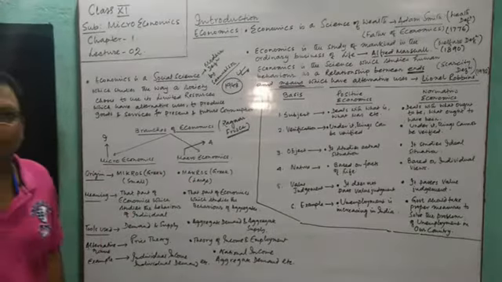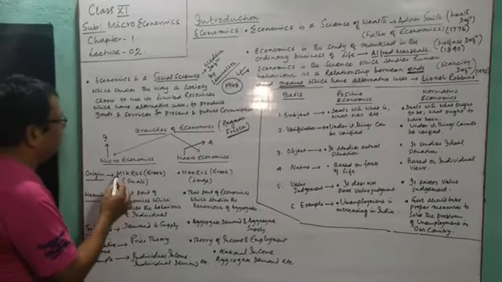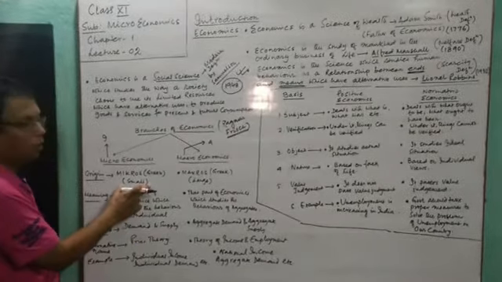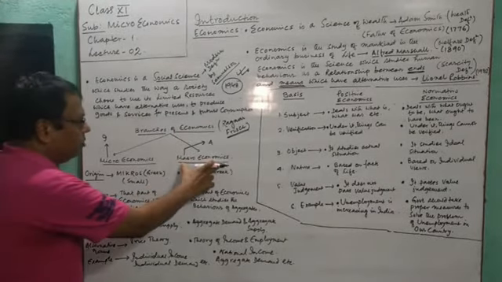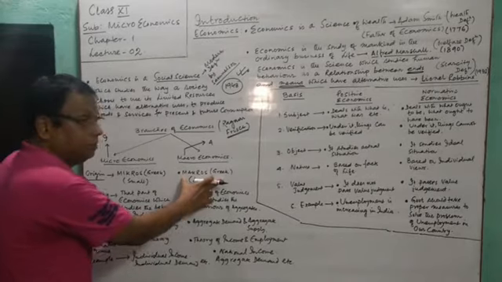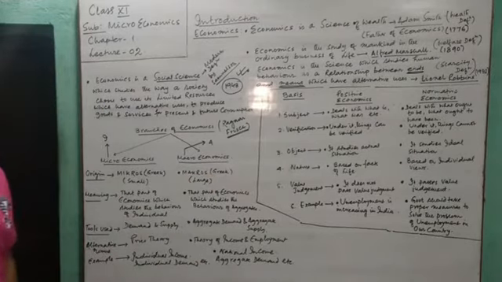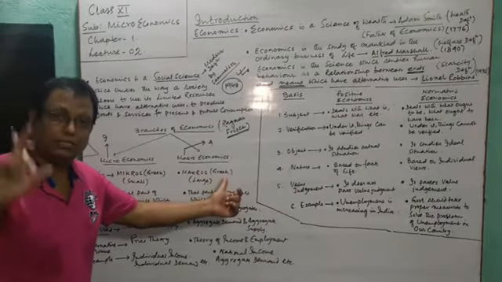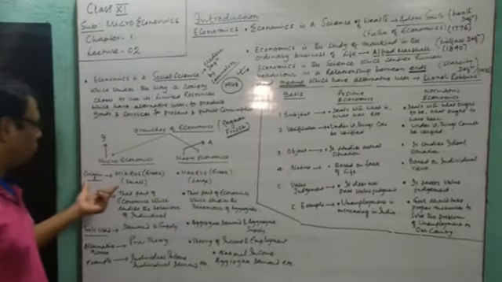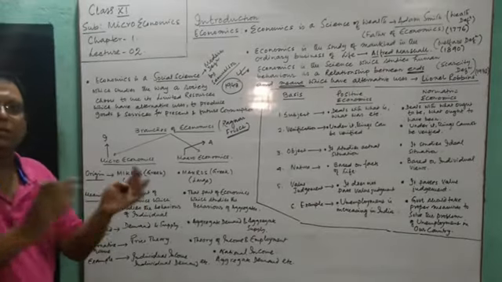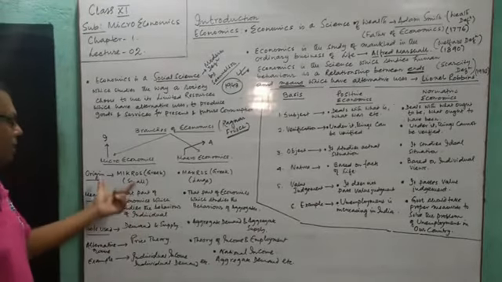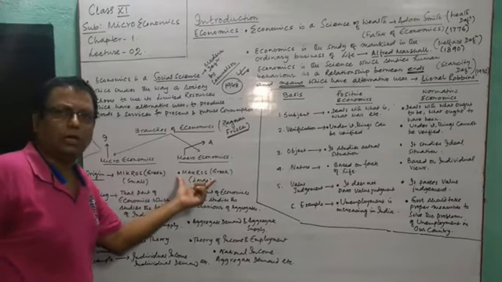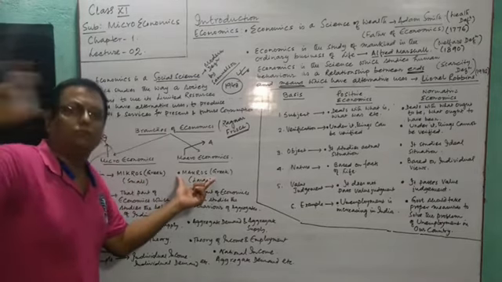Origin of the words: microeconomics has come from the Greek word mikros. Mikros means small. And macroeconomics has come from the Greek word makros. Makros is a Greek word, it means large. So microeconomics is a small economics, macroeconomics is a large economics. Microeconomics studies the problems of individuals, macroeconomics studies the problems of the society as a whole.